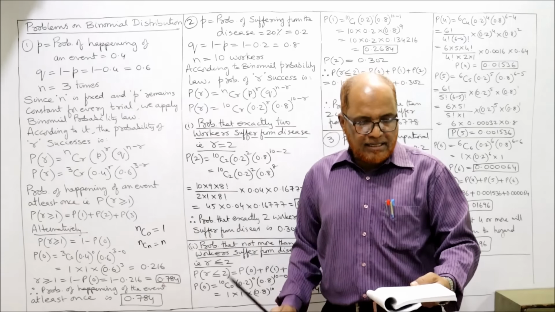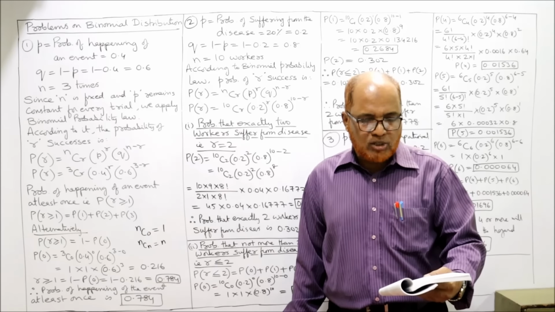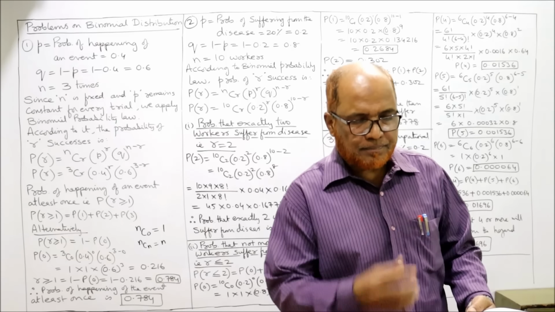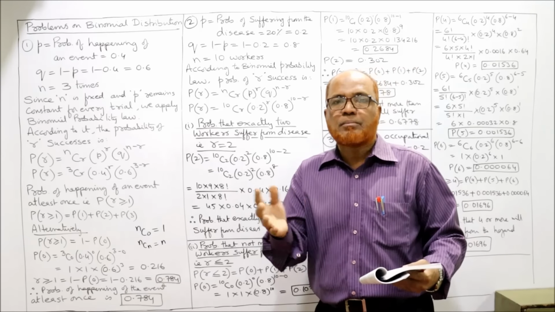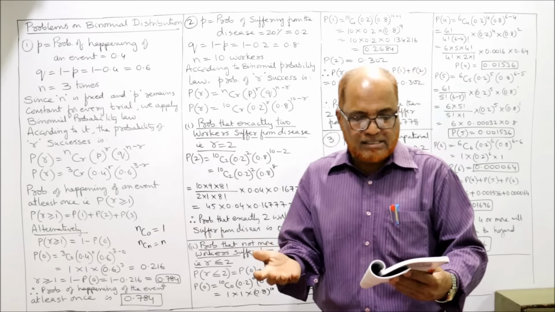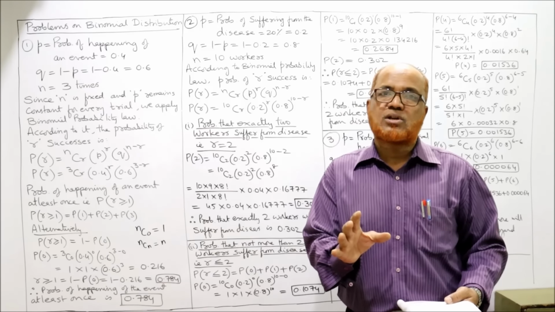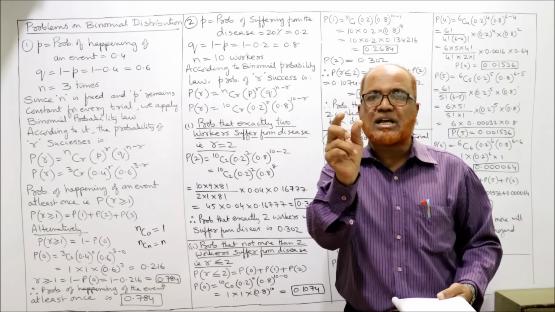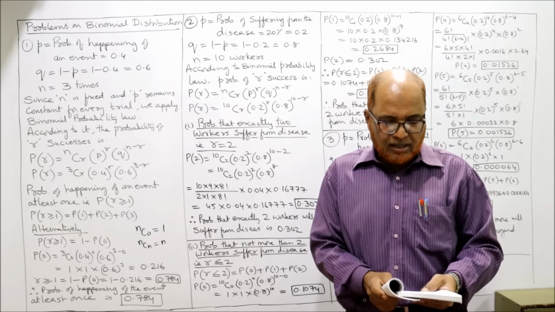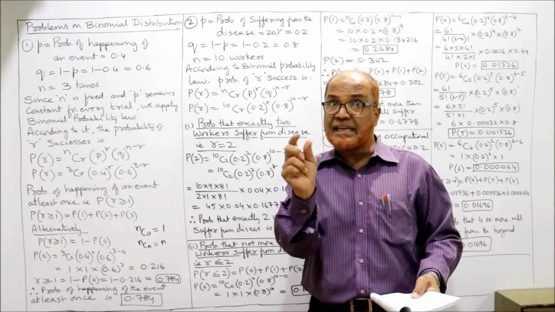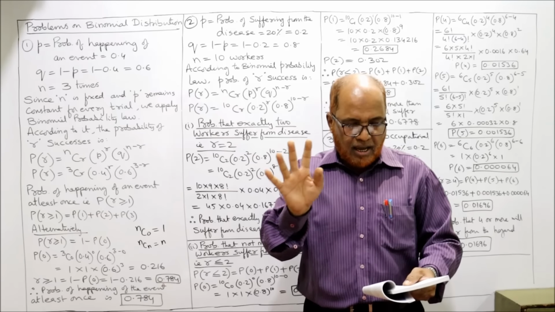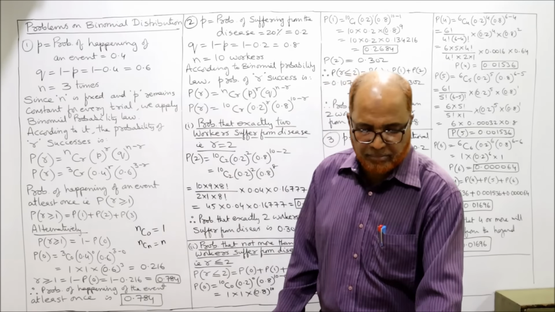The incidence of a certain disease is such that on an average 20% of workers suffer from it. Incidence of a disease. Suppose in some factories, some disease may occur. The probability that a worker will suffer from the disease is 20%. So P stands for the probability that the worker will suffer from the disease, 20%. If 10 workers are selected at random, N is equal to 10. Find the probability that exactly 2 workers suffer from the disease and not more than 2 workers suffer from the disease.